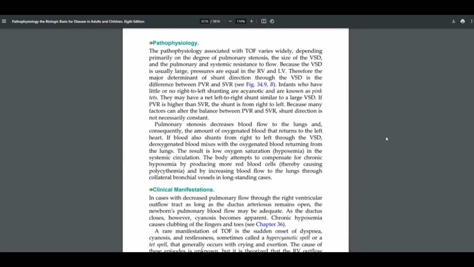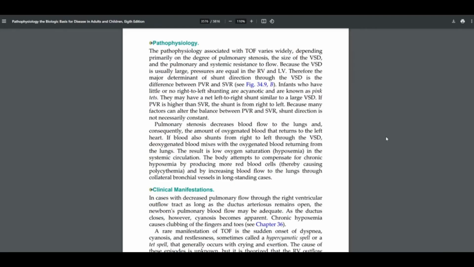So what is our pathophysiology? The pathophysiology associated with tetralogy of Fallot varies widely, depending primarily on the degree of pulmonary stenosis, the size of the VSD, and the pulmonary and systemic resistance to flow. Because the VSD is usually large, pressures are equal in both the right ventricle and left ventricle. Therefore, the major determinant of shunt direction through the VSD is the difference between PVR and SVR.